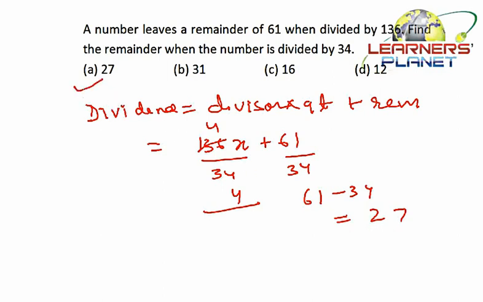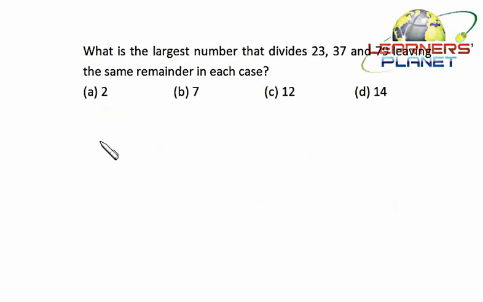Okay friends, now let's see this problem. What is the largest number that divides 23, 37 and 79, leaving the same remainder in each case? First of all, we have to find out the mutual difference, since division is a repetition of subtraction. So let's subtract 23 from 37. So 37 minus 23 is 7 minus 3 is 4, and 3 minus 2 is 1.